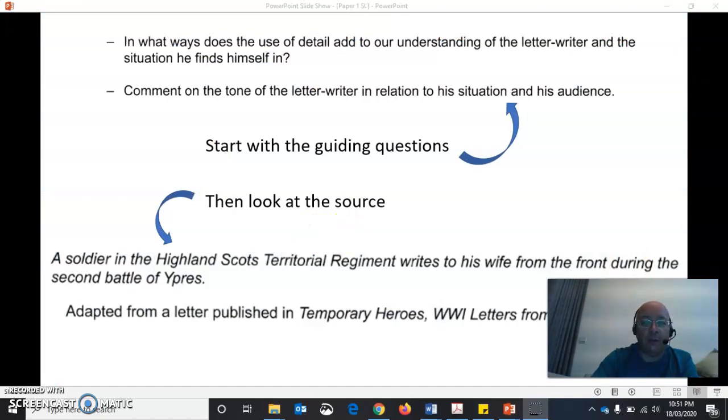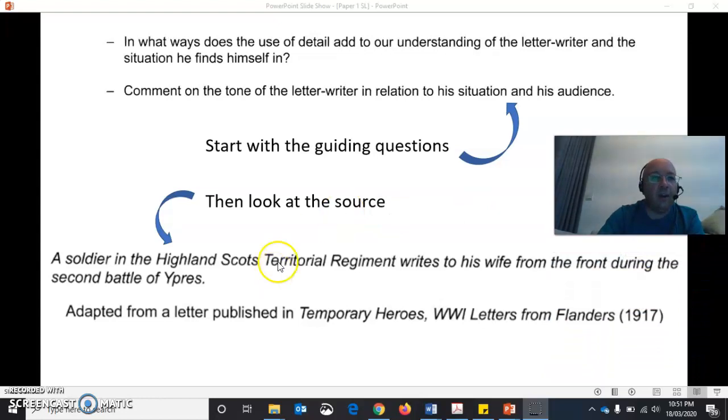Now, with any question, however you choose to answer, there's a couple of good techniques to begin with. Firstly, look at the guiding questions. They often give you a clue about what the text is about, and then especially look at the source, look where it came from. Usually this is at the end of the extract. It can give you some really good clues.